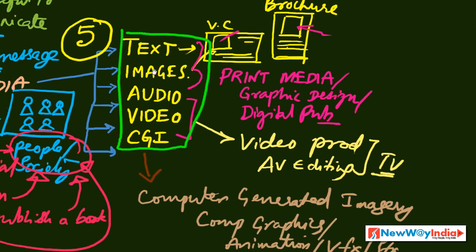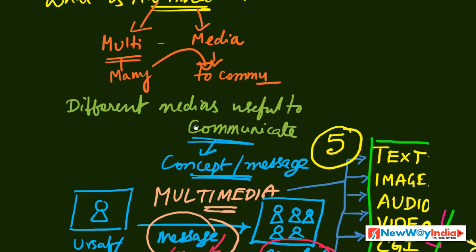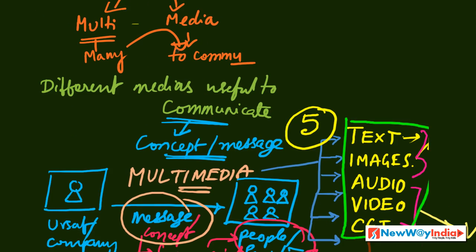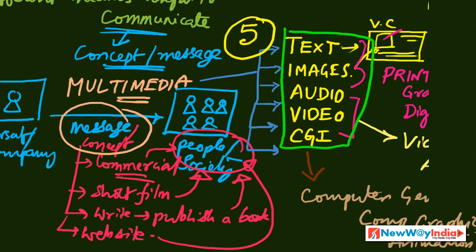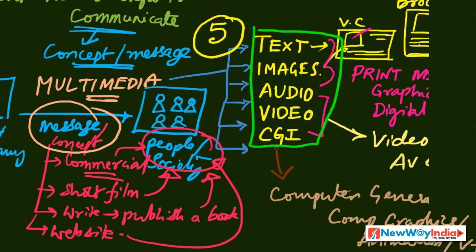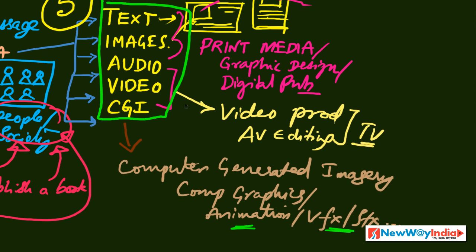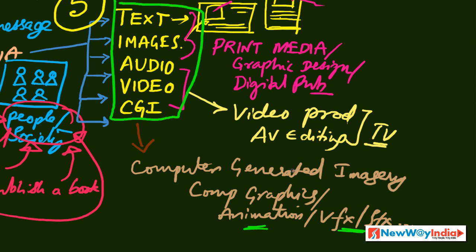I think you got what multimedia is. Simply, multimedia is many media combinedly used to communicate a message to a group of people, society. The different components we use are text, images, audio, video, and CGI. These are the media, and these are the different specialized areas. Then in the next video, we are going to see what print media is, what graphic designing and digital publishing are, what different software we are going to use, and what skills are required to become successful in print media, something like that.